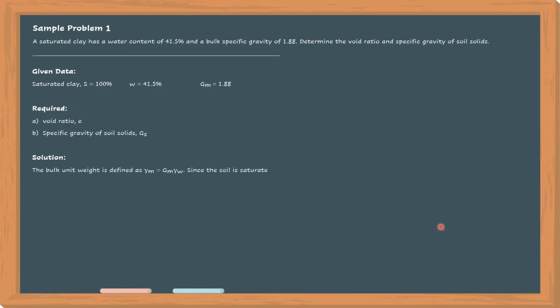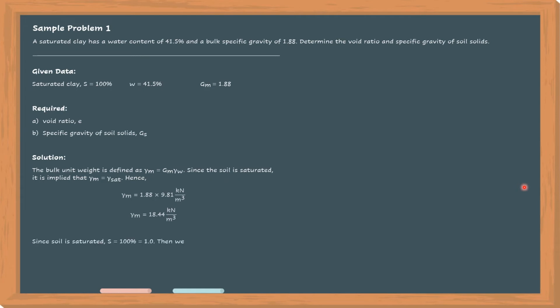First, we define the formula of bulk unit weight as the product of the bulk specific gravity and the unit weight of water. And since the soil is saturated, we can assume that the moist unit weight is equivalent to the saturated unit weight. Hence, the moist unit weight or the saturated unit weight is equal to 1.88 times 9.81 kilonewton per cubic meter. And that is equal to 18.44 kilonewton per cubic meter.